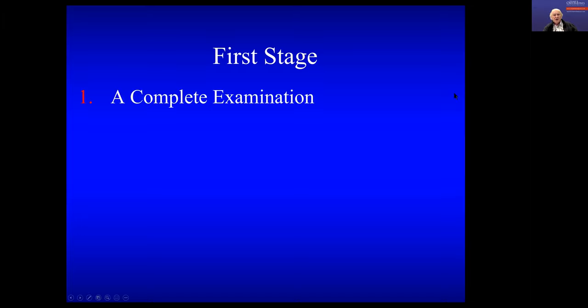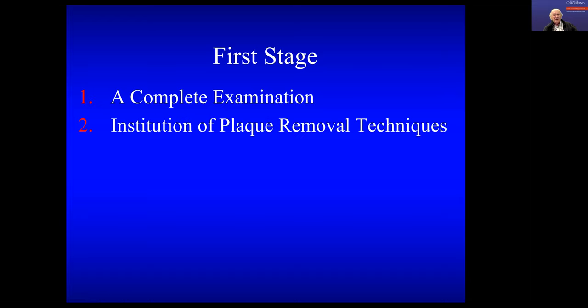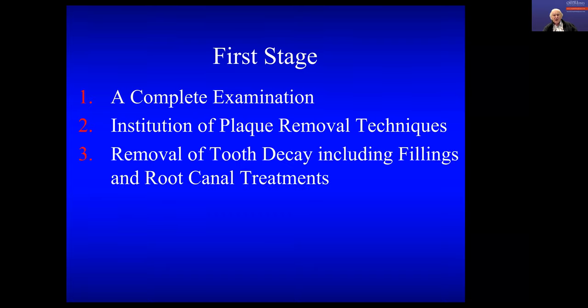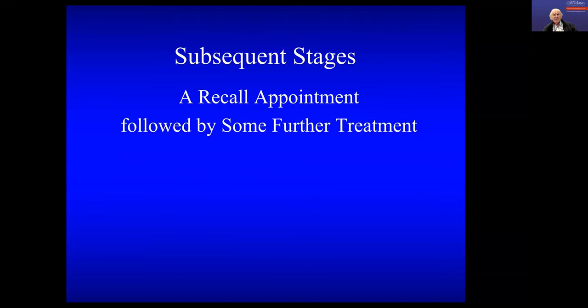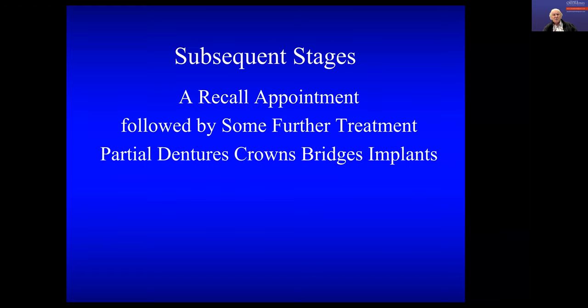So on the first stage, I would do a complete examination, start them on cleaning their teeth well. I'd remove tooth decay and do fillings and root canal treatments. I might do some occlusal adjusting. And then at later dates, I would do a recall appointment, followed by some further treatment, such as partial dentures, crowns, bridges, or implants.